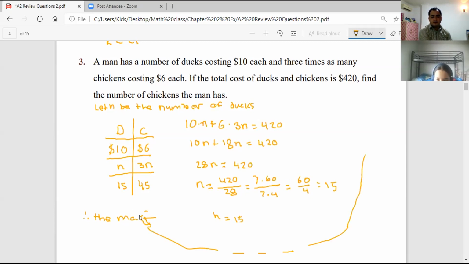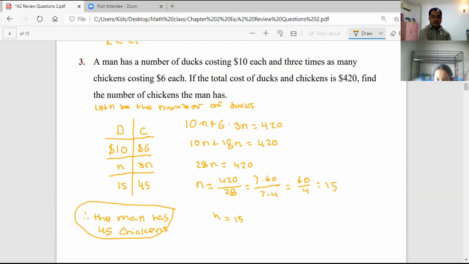The man has 45 chickens. Excellent. Very good.